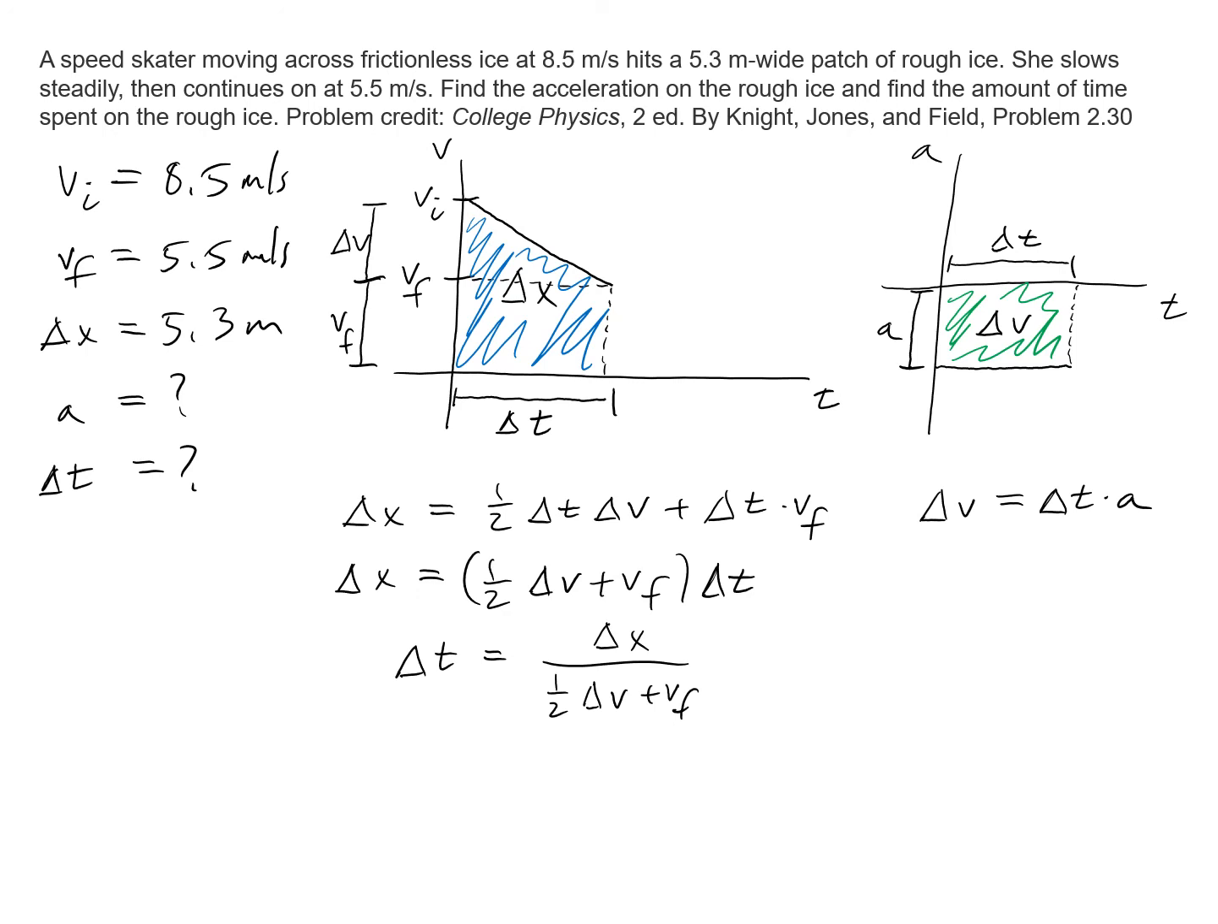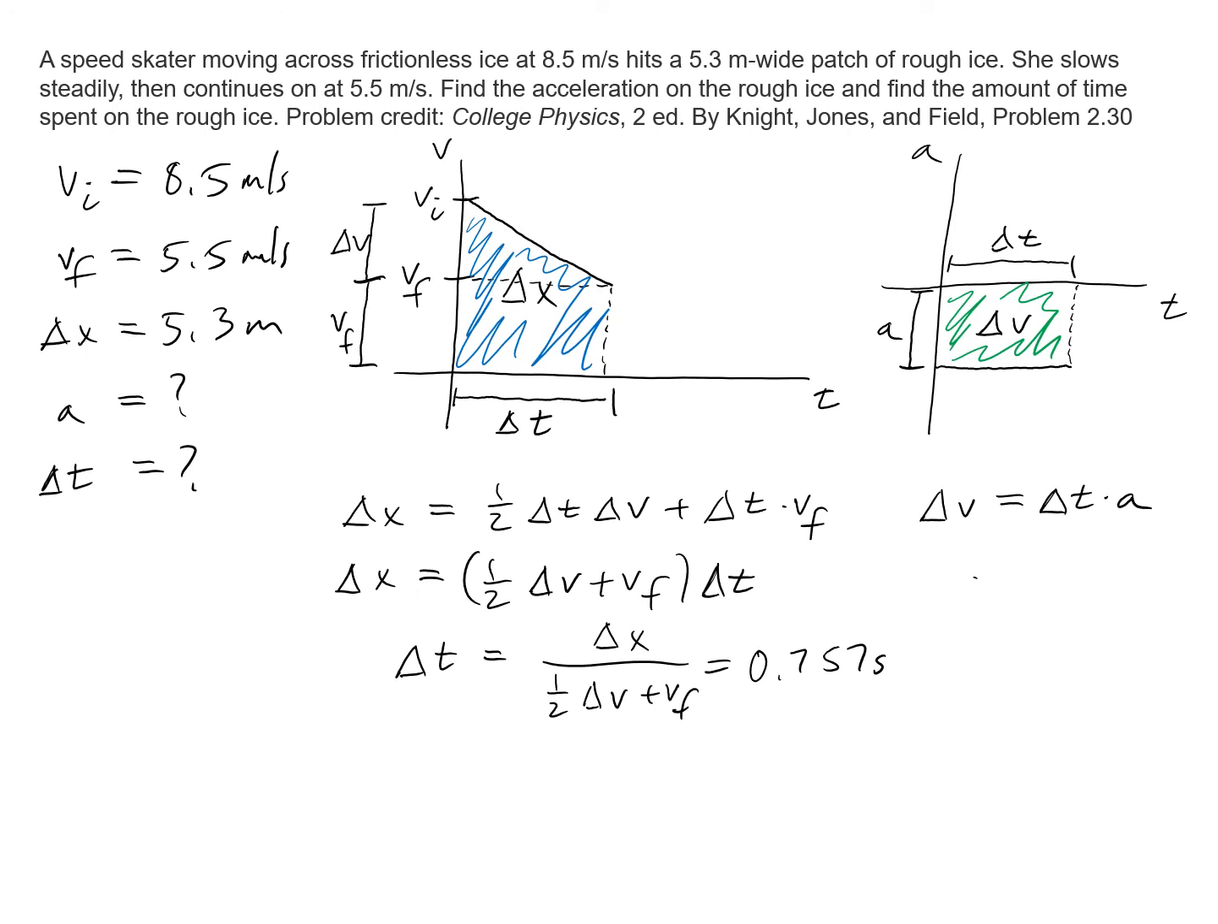All of these now are knowns. The delta v looks like it's going to be 3 meters per second if we subtract the vi and the vf from each other. And then delta x is the 5.3 meters. When we plug in the numbers here, we get 0.757 seconds. Now that delta t is known, it's going to be easier to go back to the acceleration equation, and we can plug in what we know over there.